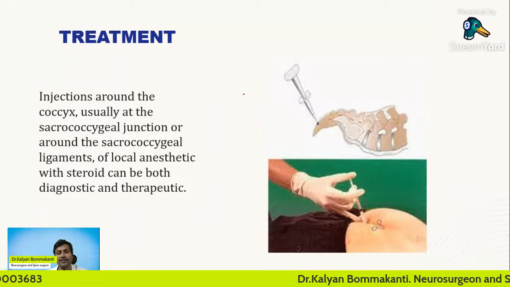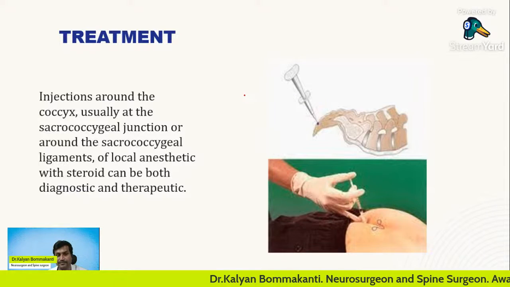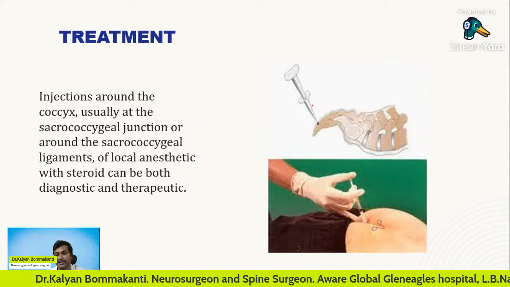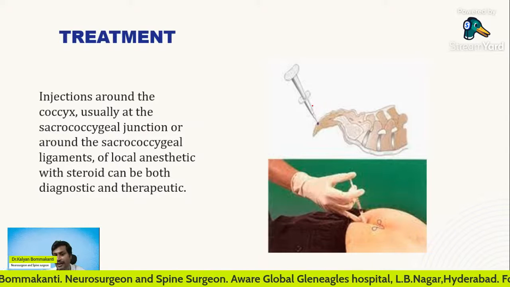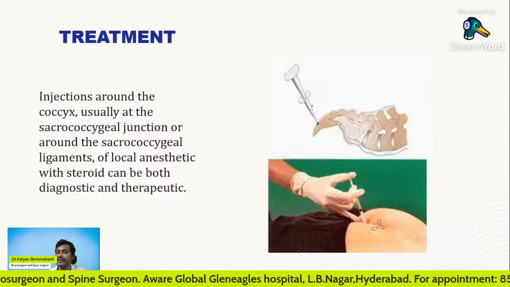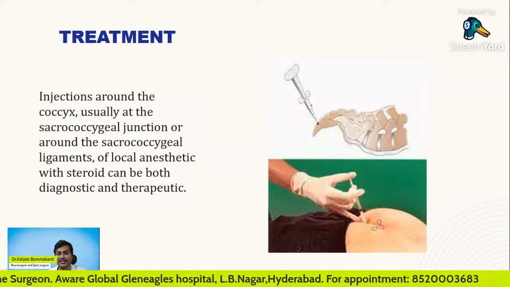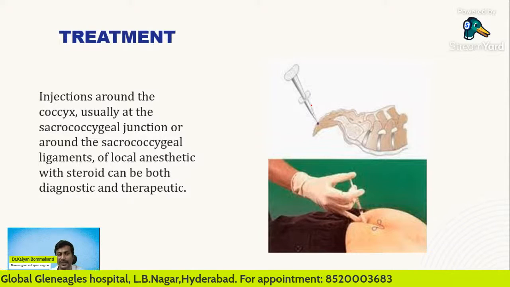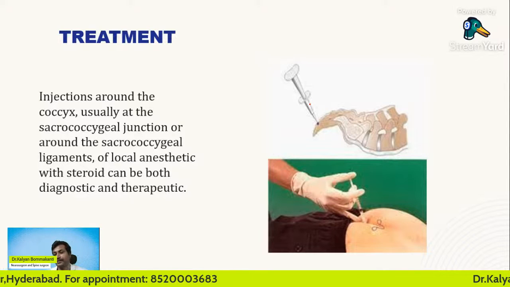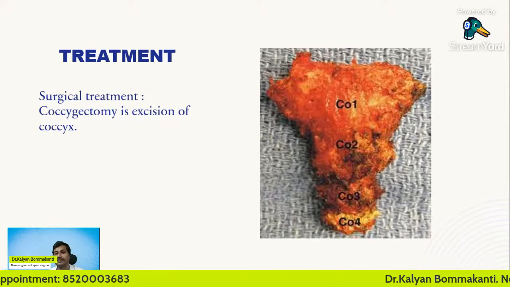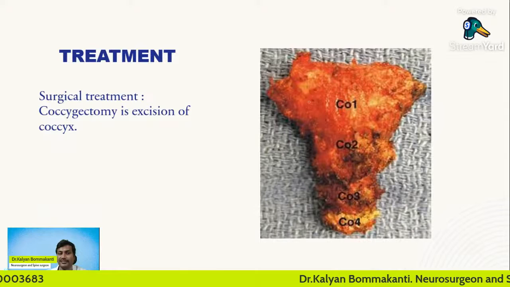If all these conservative measures fail, then comes the second step, guided injections. The injections are guided either under ultrasound guidance or under CT guidance. You give injections which are a combination of local anesthetic with or without steroid, which can be diagnostic and therapeutic. If all this treatment fails, the final treatment is coccygectomy, which is excision of the coccyx.